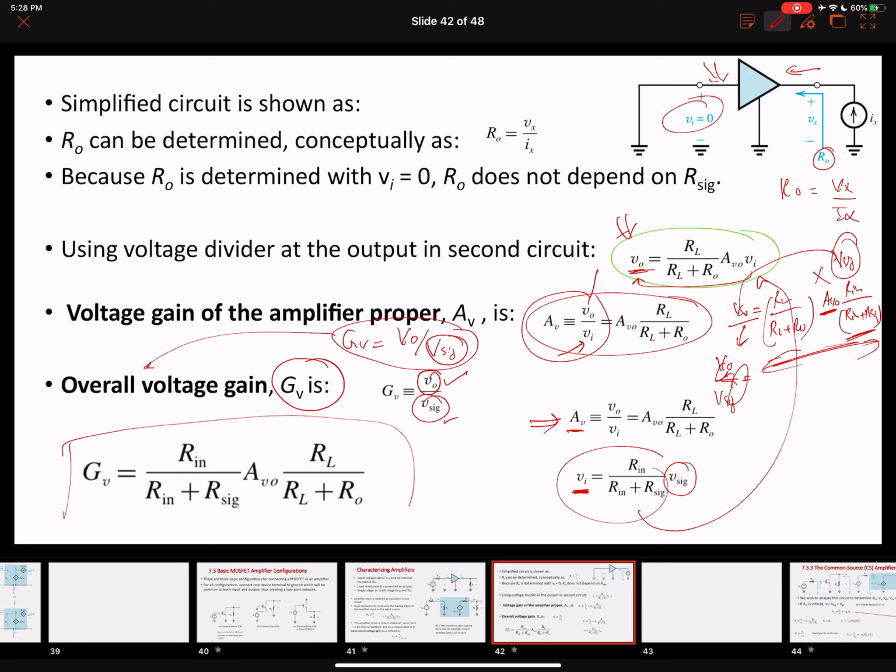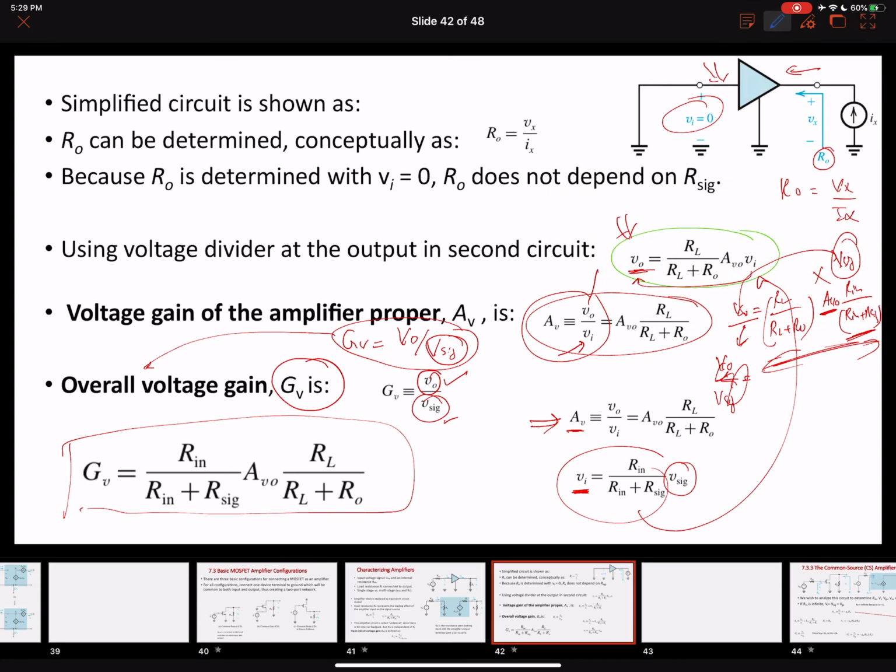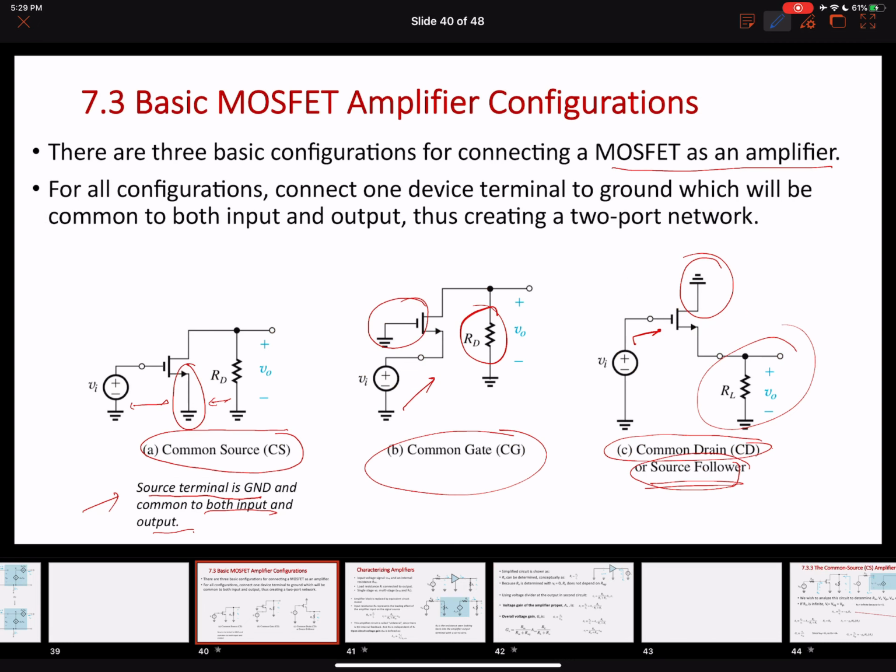So this is another voltage gain that needs to be remembered, kind of an overall voltage gain. Two important things that we're going to come back to in terms of equations: one is the voltage gain of an amplifier, and the other is the overall voltage gain. We will come back to these equations again. Okay, so by now we started with the three basic configurations.